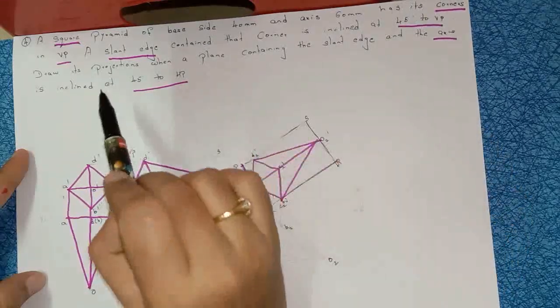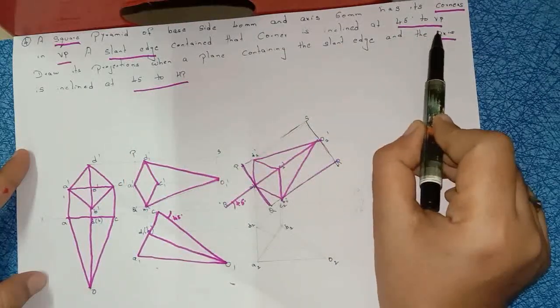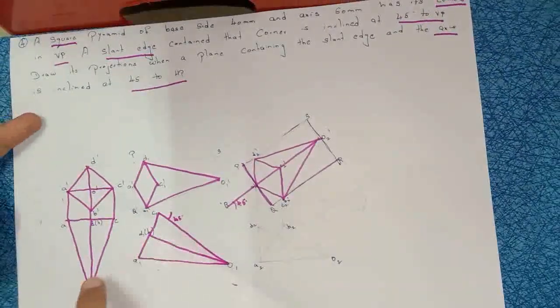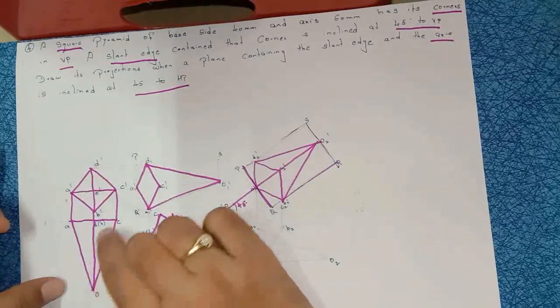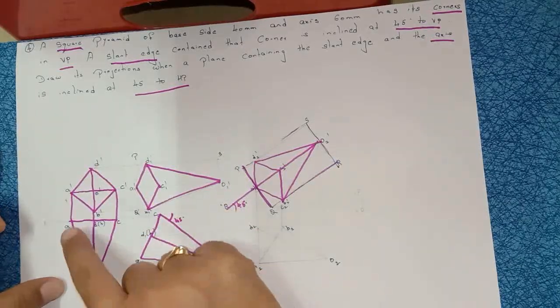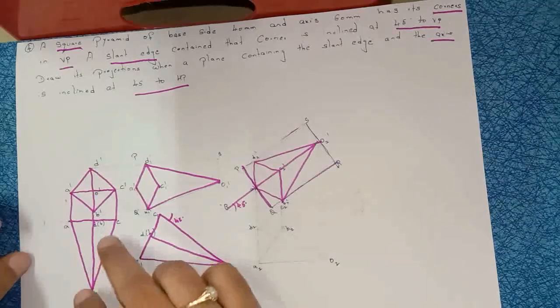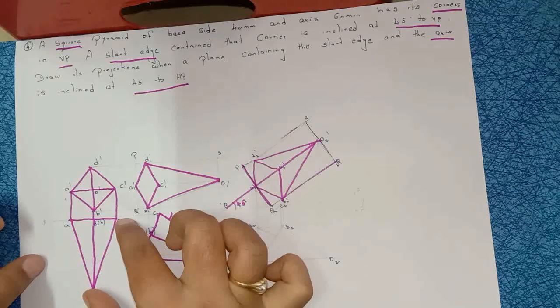They clearly mentioned that the slant edge is inclined at 45 degrees to VP. So what are the slant edges here? How are we drawing the second step? With the help of the first step only. Right? So what are the slant edges here? OC is one slant edge. OA is one slant edge. Take any one of the slant edges, either OC or OA. I am considering OC here.